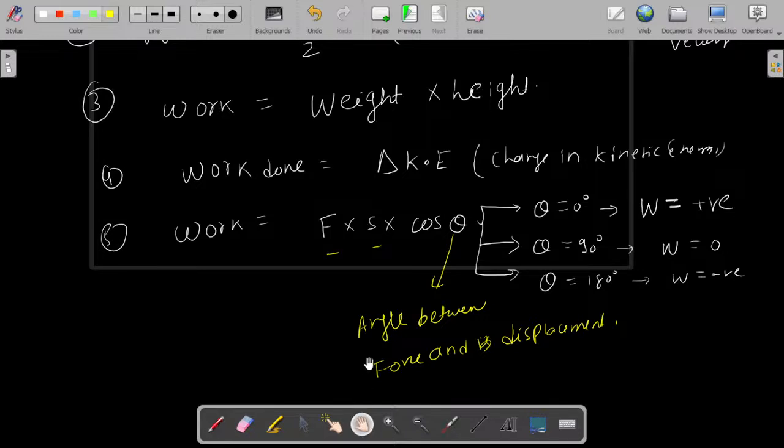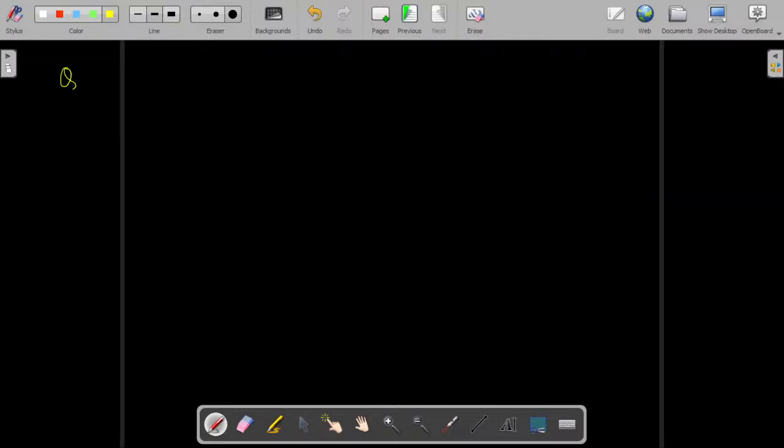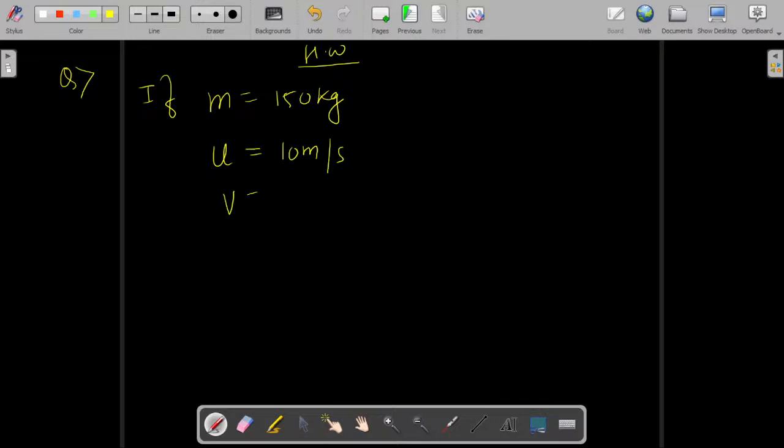Last formula you write down in this chapter, work is equal to power into time. Now note down some numericals for practice. This will be the homework for you. Or you can comment also. Write down, if m is equal to 150 kg, initial velocity is equal to 10 meter per second, final velocity is equal to 5 meter per second, find work.